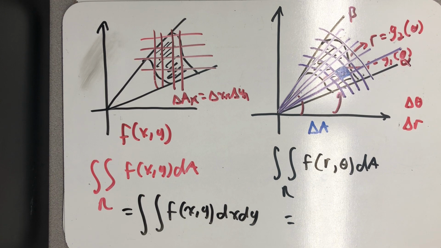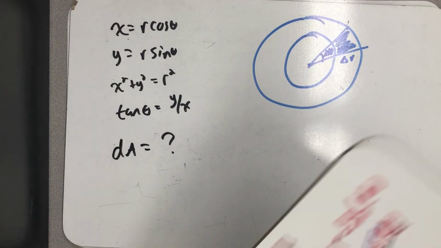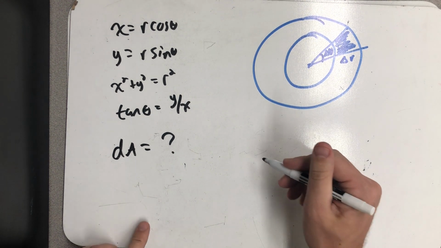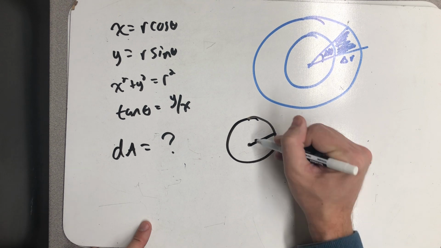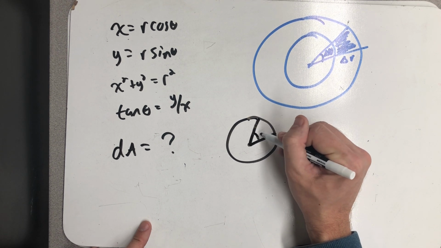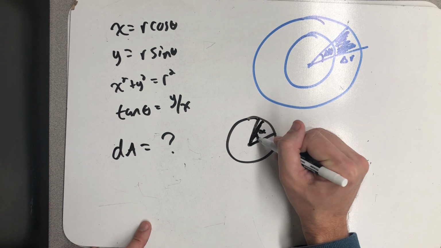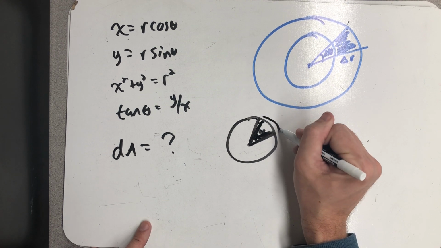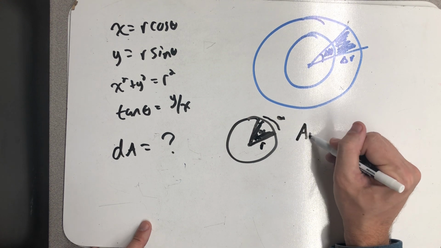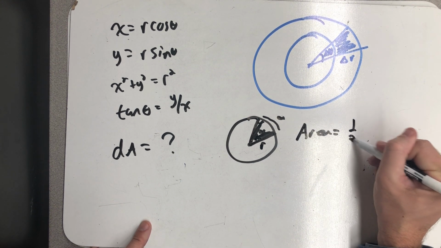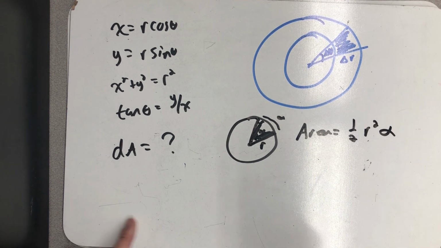Okay, so I need to think about how to find the area of a circular sector, and there's a formula from trigonometry that if I have a circle and I want to find the area of this little circular sector here, and I'm imagining that this angle span here was alpha, let's say I have a radius of r, the area is 1/2 r squared alpha.